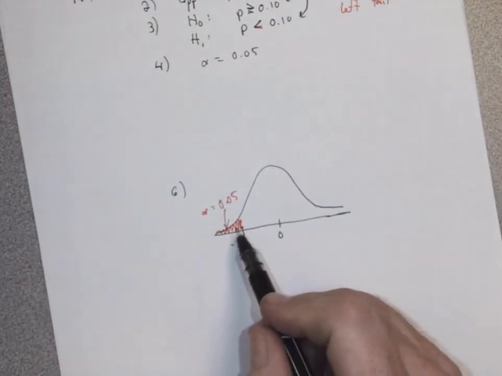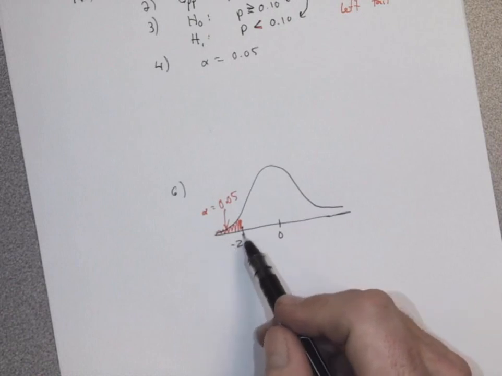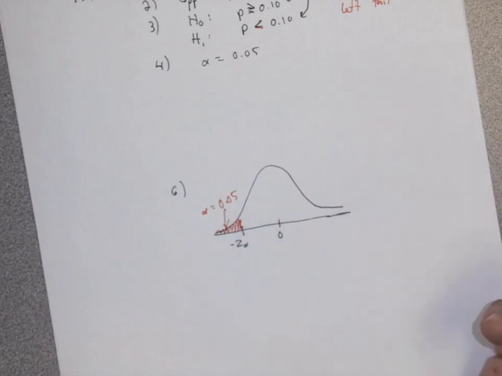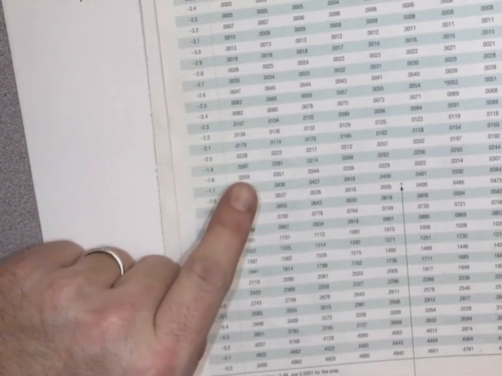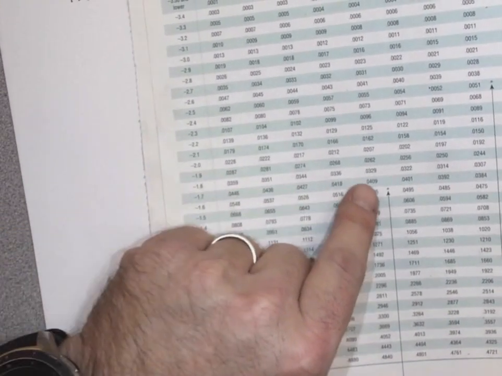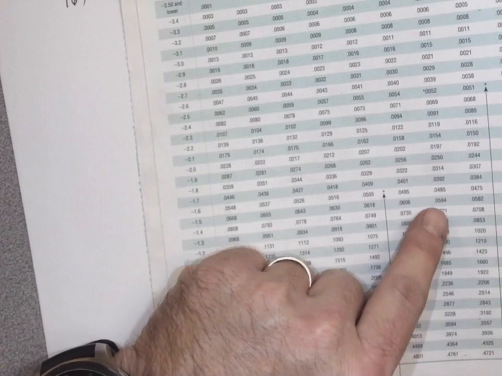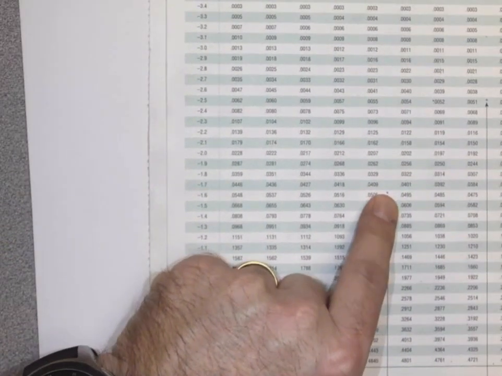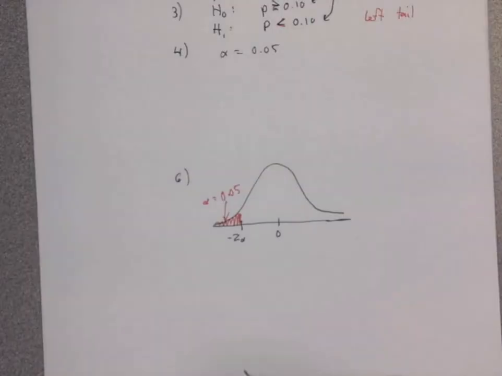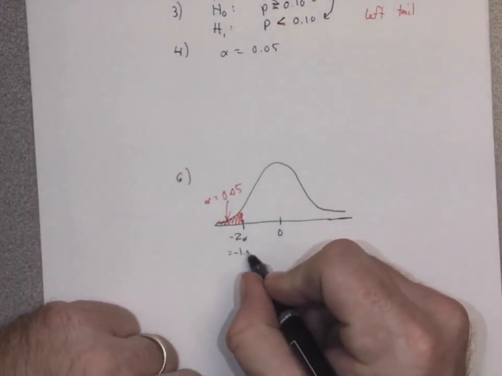So area to the left. Well, area to the left happens to be alpha in this case. Going to our table, we look at 0.05, and when you look at that, it's immediately going to be a negative number, so it's kind of convenient. 0.05 is right on this spot right here, and if you map that down, I get 1.645 in the negative. So this is negative 1.645.